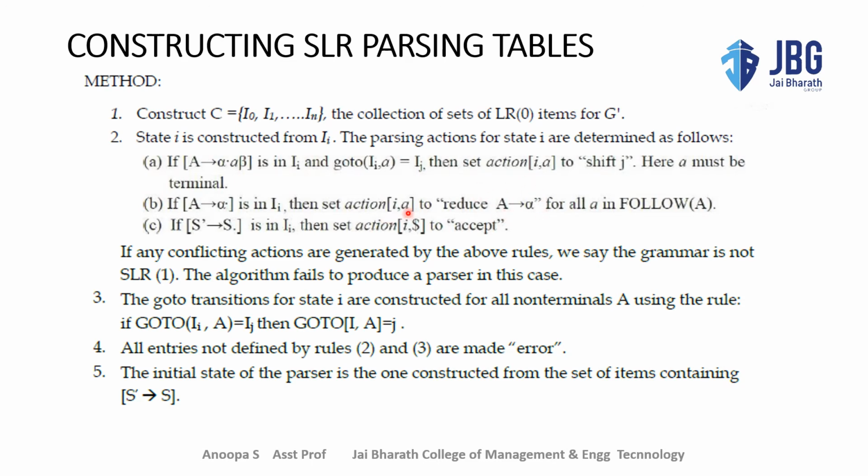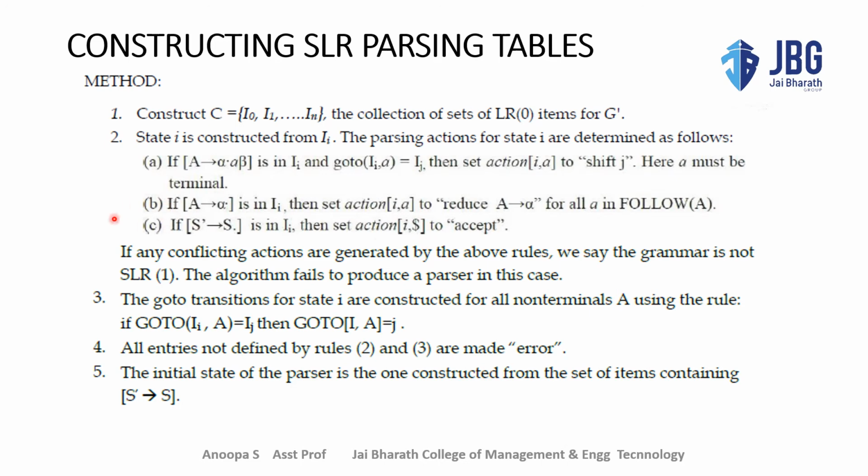Okay, then what is A here? It is all terminal symbols in follow of A. That is, if there is a production in Ii of the form A giving alpha dot, that is, dot is at the end, what you have to do is compute follow of capital A. Then you will be getting a set of terminal symbols, right? Then write reduce A giving alpha for all those symbols.